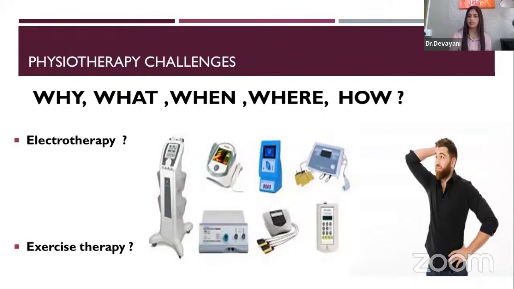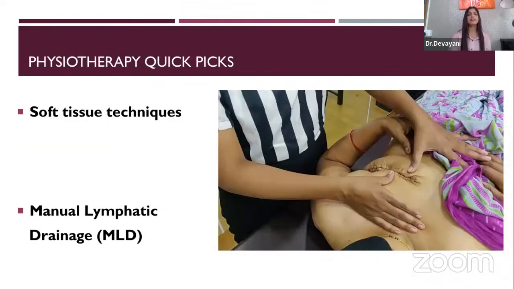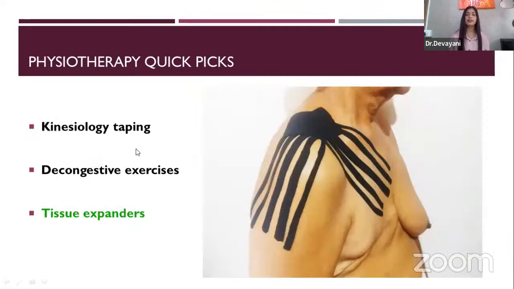And yes, exercise therapy, a lot of exercise therapy, but some quick picks, that is soft tissue techniques, are very, very useful in increasing the range of motion. Manual lymphatic drainage, as I said, obviously. Kinesiology taping. Decongestive exercises are a different group of exercises which improve the range of motion as well, and help control the lymphedema. It usually involves a lot of pumping movements in anti-gravity positions. So you can check the position the patient can go into and give a lot of pumping movements in that position. Those are decongestive exercises. It's a huge group of exercises. And with tissue expanders, yes, you have to be very, very cautious, and your plastic surgeon is very important with tissue expanders.